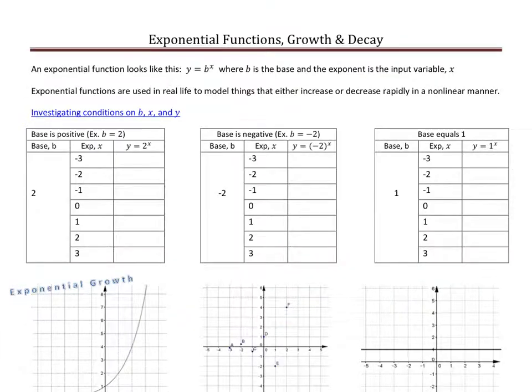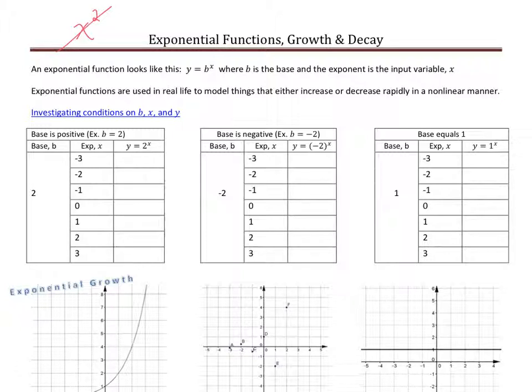Okay, let's get to exponential functions, growth and decay. An exponential function is when we have some kind of base and the exponent is actually the input, x. So the independent variable is the exponent, not the base. So don't confuse exponential functions with something like this. Okay, we know that's a quadratic, for instance. So that is not what we're talking about here. We actually have the independent variable being the exponent.